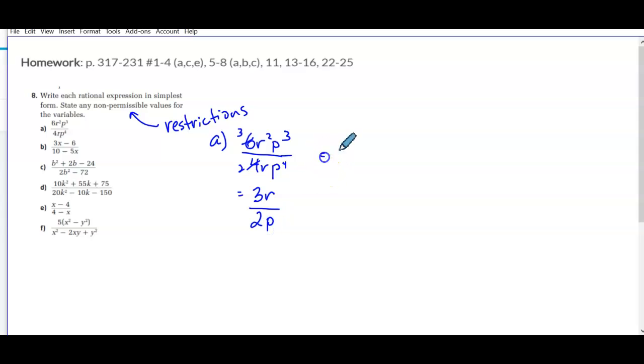So you can show this as 3r squared p to the -1 over 2, but we always like to show with positive exponents, so that's why we do that. In terms of restrictions, you have to go back to the original, look for any variables that are factors. So r can't be 0 and p can't be 0. Okay, if you just look here, you're going to miss the r.